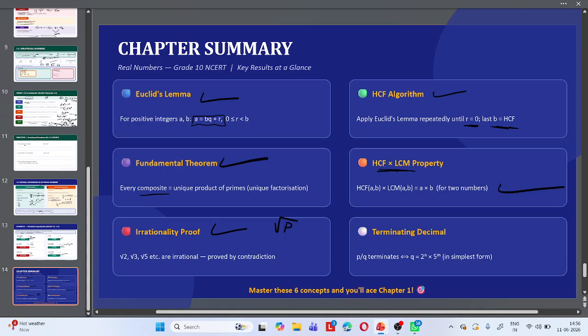Terminating decimals: just by seeing the denominator of any rational number, we can differentiate whether it is a terminating decimal or non-terminating repeating. If the denominator is in the form of 2 to the power of n into 5 to the power of m, then it is a terminating decimal. Understood? This is about the real numbers chapter.